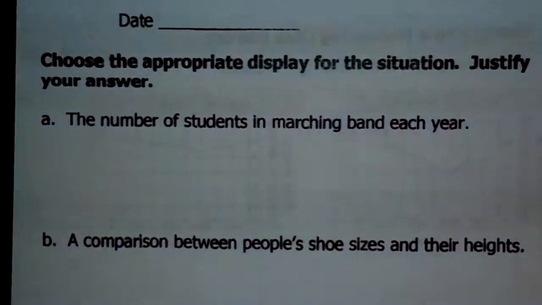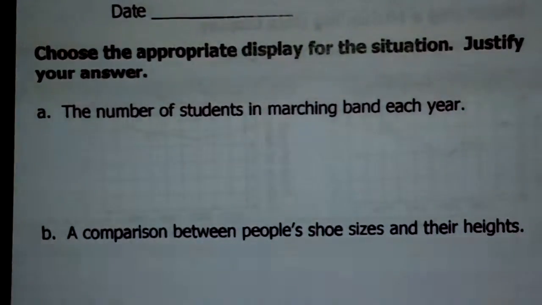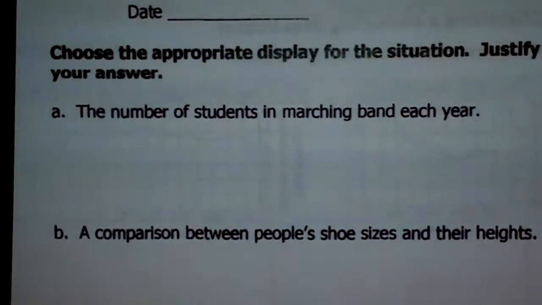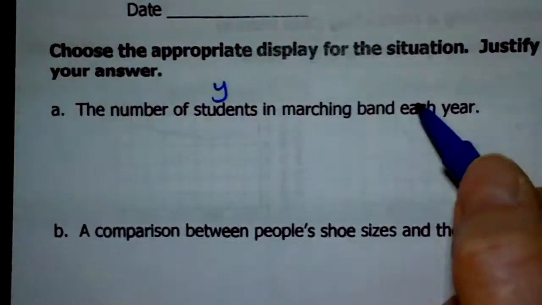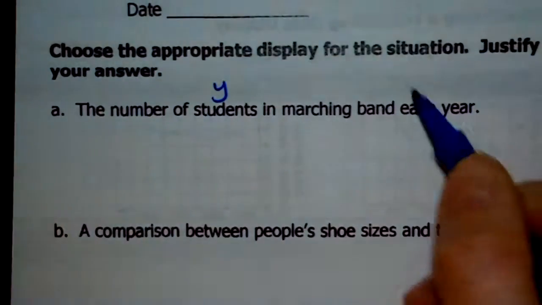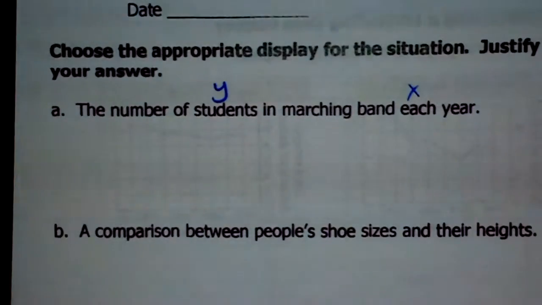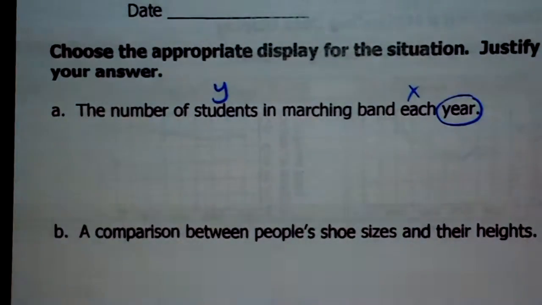So if I have the number of students in marching band each year, think about this on a graph. The number of students, that's the thing that I'm counting, so that would be my Y. And each year, that would be what I would know before. So I might say in the year 2000, how many students were there? In the year 2001, how many were there? In the year 2002. And what I'm hoping you see is that the X is a unit of time.